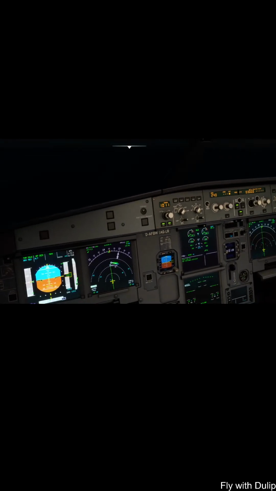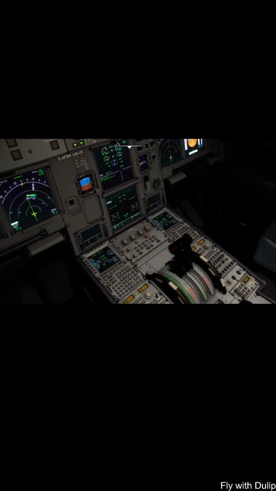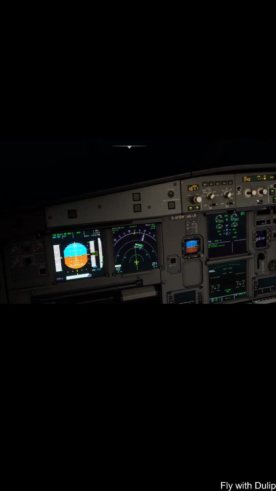SriLankan 103, cancel speed restriction. Cancel speed restrictions, SriLankan 103. Now we got the speed restrictions cancellation. So we have 40 nautical miles. Anyway, we'll go in a little bit high speed for now.